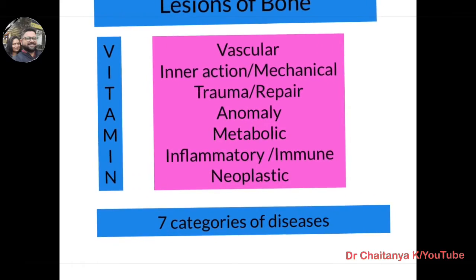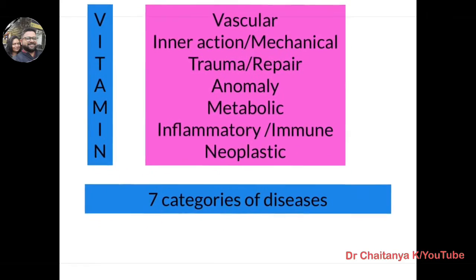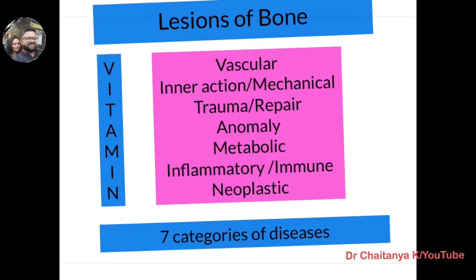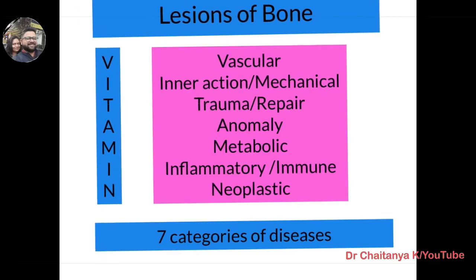the vascular, mechanical, trauma, anomaly, metabolic disorders, inflammatory, immune, neoplastic. These are the 7 categories basically by which you can divide the bone lesions. Out of this, you have only 2 for practical, that is the inflammatory lesions and the neoplastic lesions.